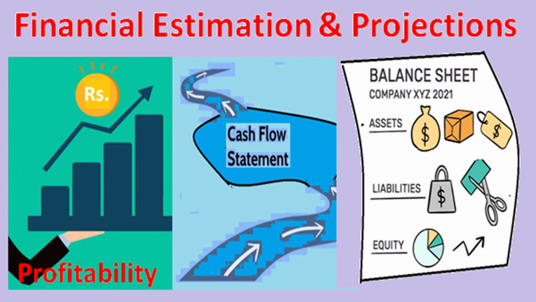Today in our project management playlist, in the chapter on financial estimation and projection, we'll understand three important financial terms: profitability, cash flow statement and balance sheet. We'll understand that net profit is the difference of total revenues and total project expenses, and profitability is calculated as a percentage of total revenue.